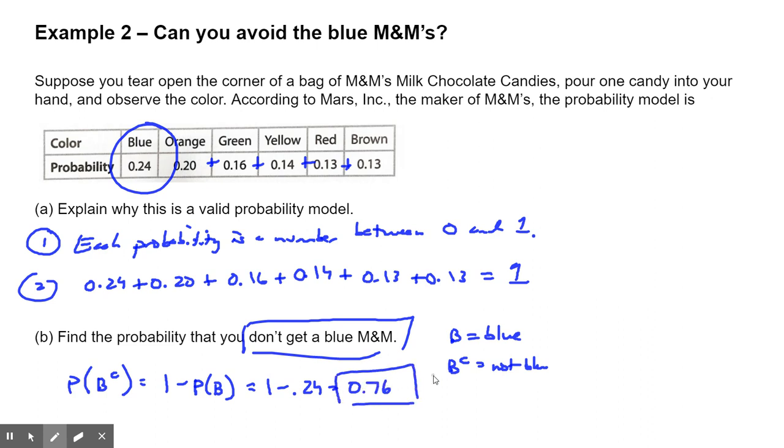All right, objective 2 is done. Objective 3 is coming up.